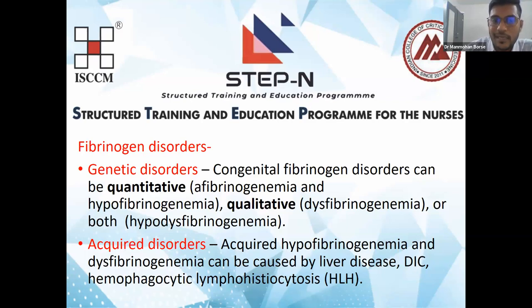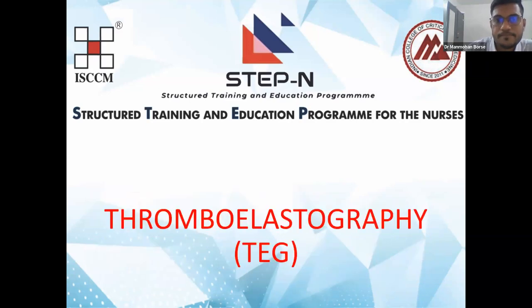Acquired disorders like dysfibrinogenemia can be caused by liver disease or DIC. So these are the two common things we see in critical care, like acute liver failure or DIC. Like Dr. Manoj explained in the beginning, where do we commonly do the coagulation profile and TEG? It's like DIC and acute liver failure. Okay. You can see hyperfibrinogenemia in HLH also, hemophagocytic lymphohistiocytosis. Okay. So we have finished the first part of the coagulation profile.